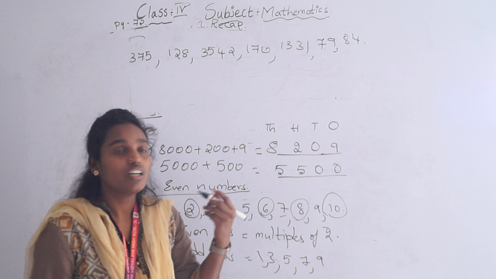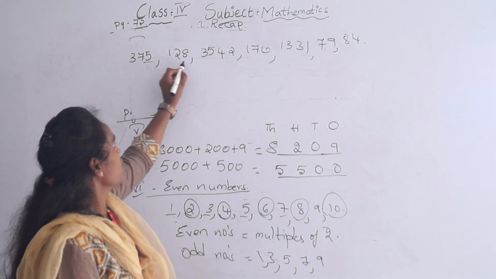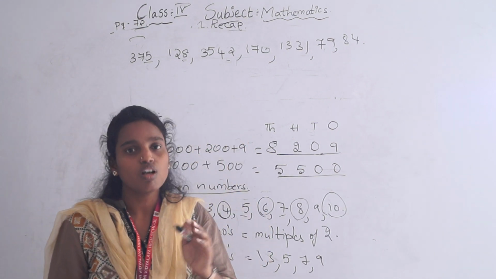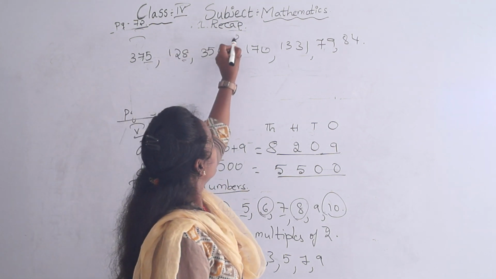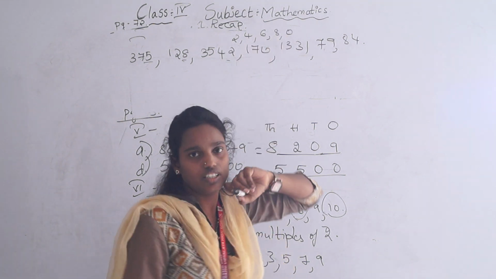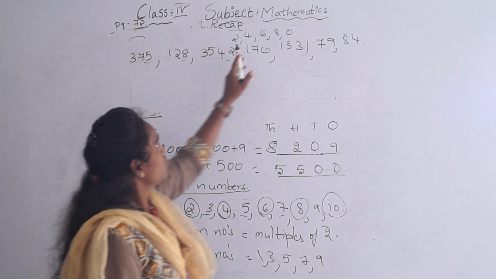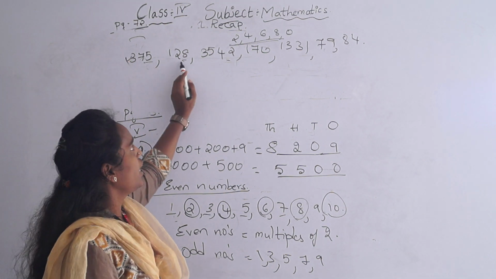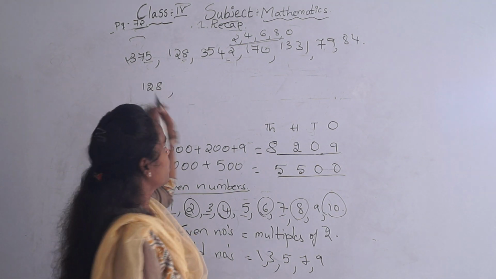So, how can we define even numbers? If we get 2, 4, 6, 8, 10 or 0 in the ones place, those numbers are nothing but even numbers. So, you should remember only 2, 4, 6, 8, 0 or 10. Okay, now tell me, in this number is there a 5? No. So this is not an even number. 8? Yeah, it is there. So this is an even number. You can write it as an even number.